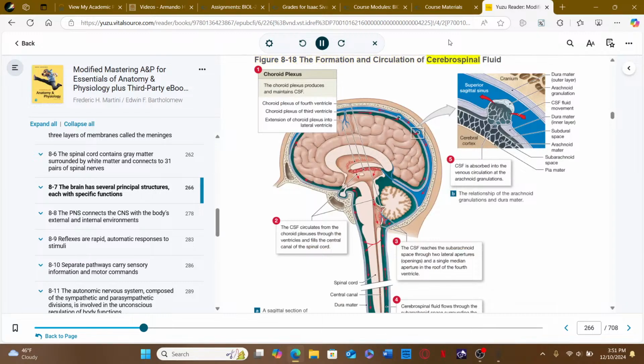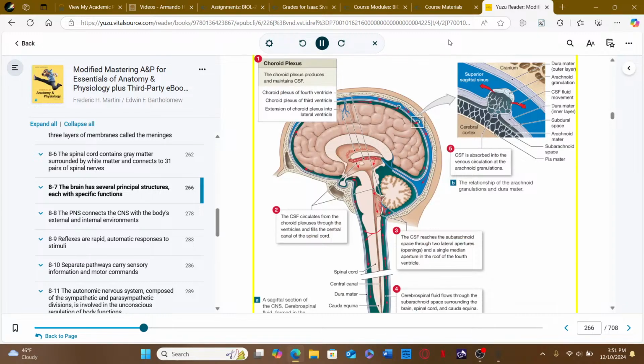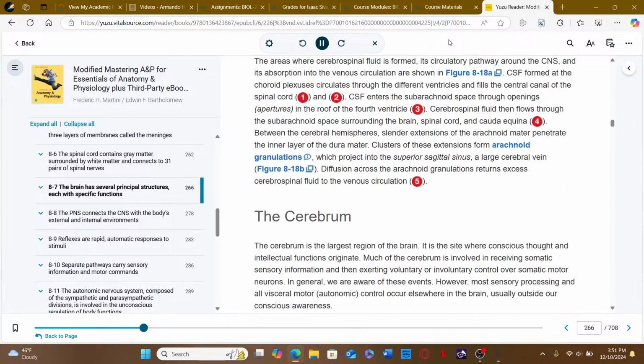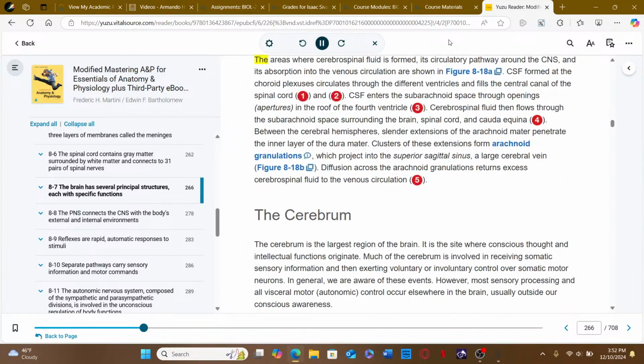Figure 8-18 The formation and circulation of cerebrospinal fluid. The areas of the brain, brainstem, and spinal cord where cerebrospinal fluid is formed, its circulatory pathway around the CNS, and its absorption into the venous circulation are shown in figure 8-18a.